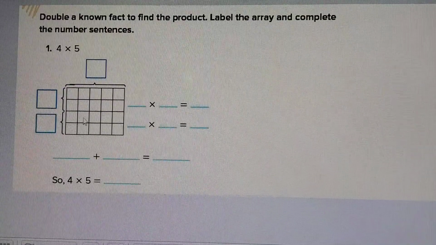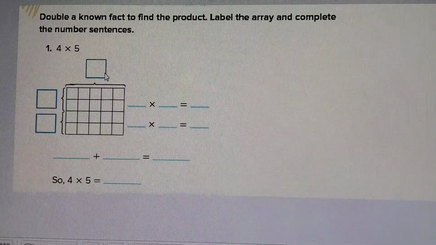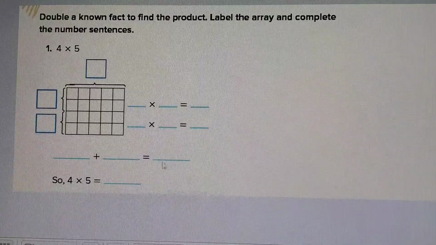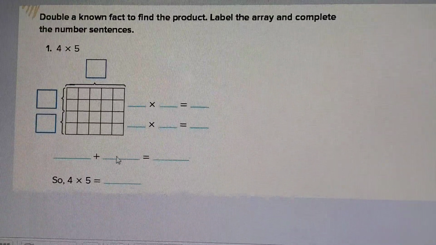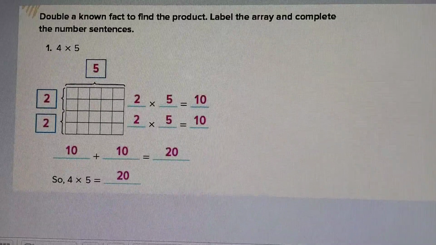Here you have 2 rows. So you have 2 rows times 5 in each row. 2 times 5 equals 10. And then you have here 10 plus 10 equals 20. So 4 times 5 equals 20.